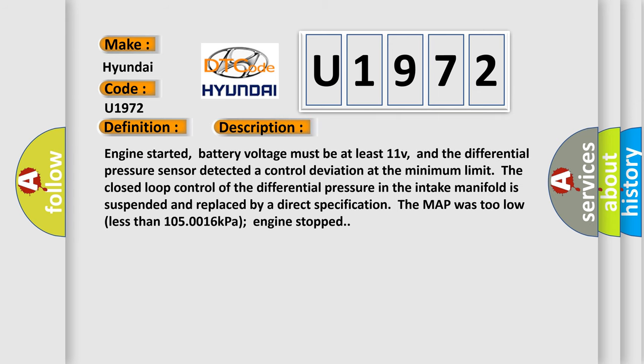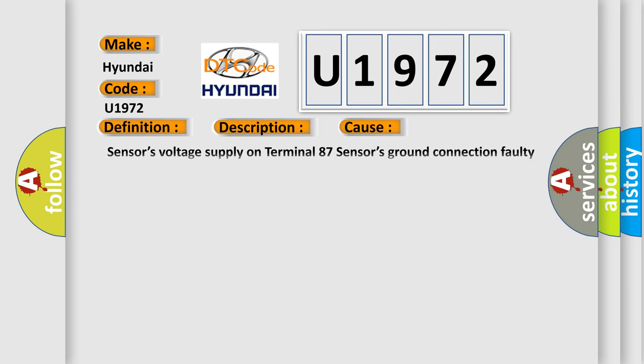Engine started, battery voltage must be at least 11V, and the differential pressure sensor detected a control deviation at the minimum limit. The closed loop control of the differential pressure in the intake manifold is suspended and replaced by a direct specification. The MAP was too low, less than 1,050,016 kilopascals. Engine stopped. This diagnostic error occurs most often in these cases: sensor voltage supply on terminal 87, sensor ground connection faulty, signal wire to DME faulty, replace sensor.